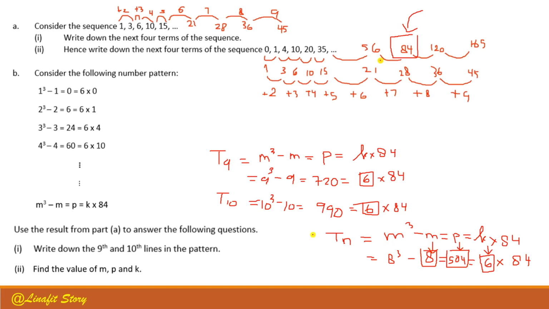Or another way is, we know that k is equal to 6. So 6 times 84 is equal to 504. And then you may use guess and check. m cubed minus m is equal to 504. So 8 cubed minus 8 is equal to 504.